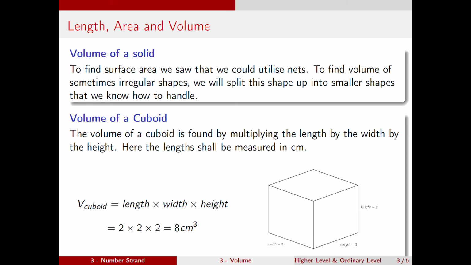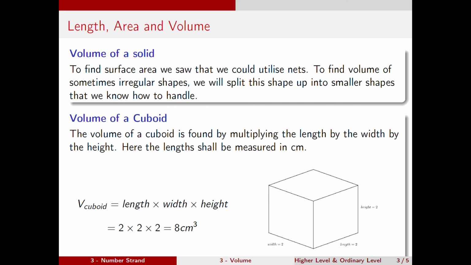So when you're finding the volume of a solid, we want to try and find something similar to what we did for surface area, where we utilized the fact that we could find the net of a solid, and find the surface area by finding the area of this net. To find the volume of sometimes irregular shapes, what we would try and do is split this irregular shape up into smaller shapes that we know how to handle.